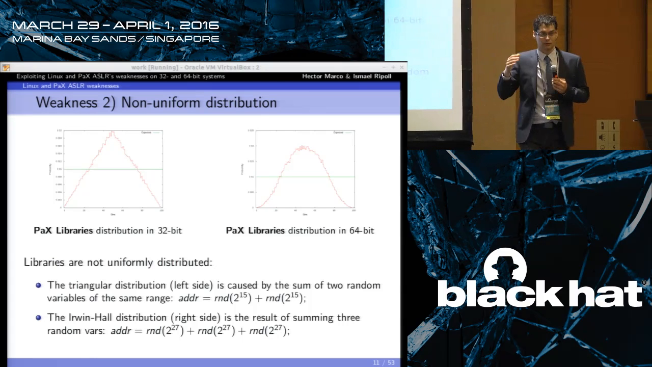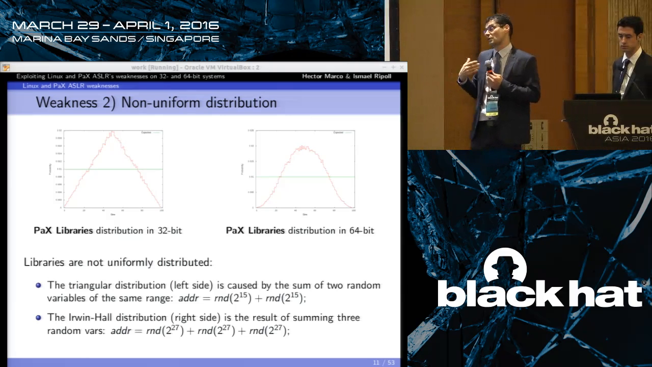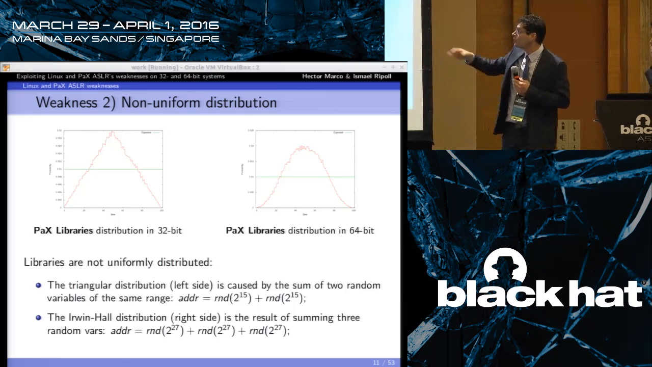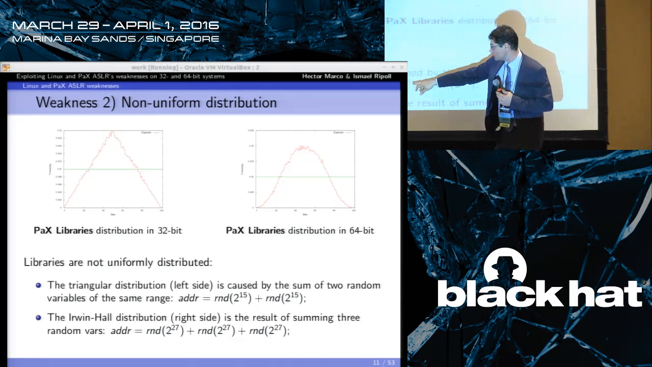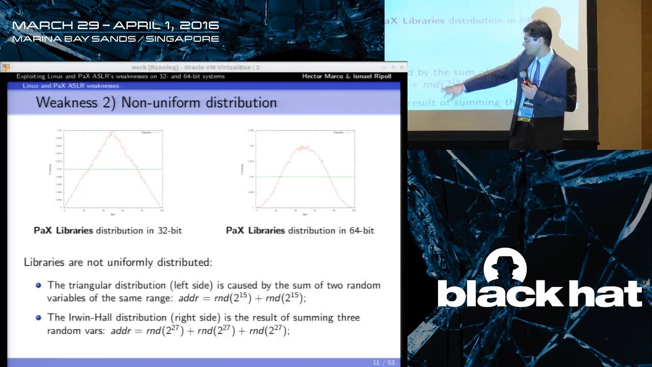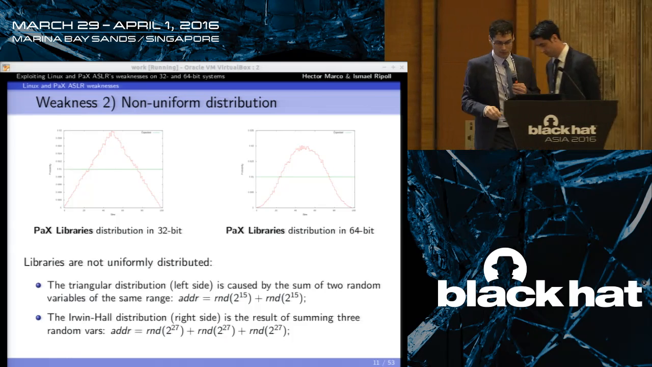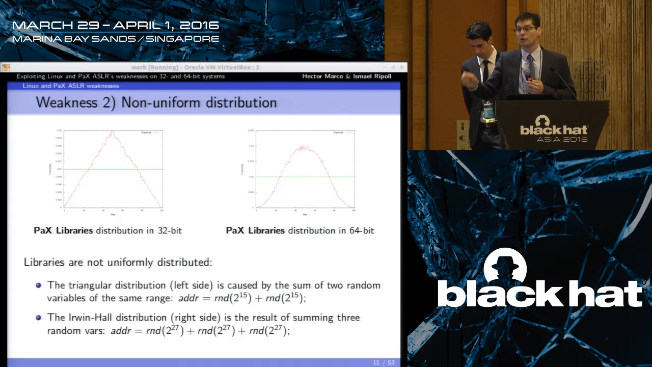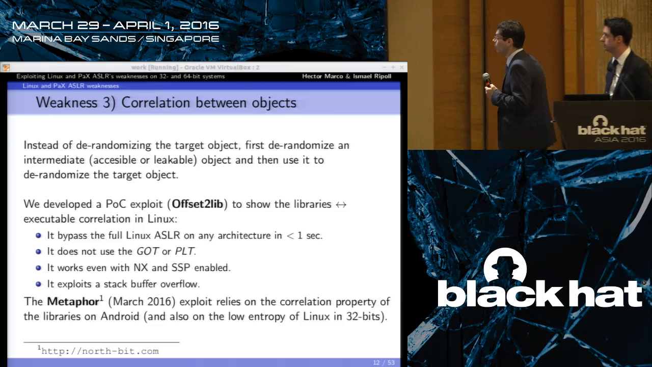Okay, in both cases, it's not bad. I mean, there is entropy. That's good. It's very nice, but not as much as initially expected. In fact, in the triangular, you have 1 bit less. This is the way to compute it. Internally, the algorithm to calculate the ASLR address uses the sum of 2 random values of the same range, and in 64 bits, we don't see it, but it's the sum of 3 different values of 2 to the power of 27.